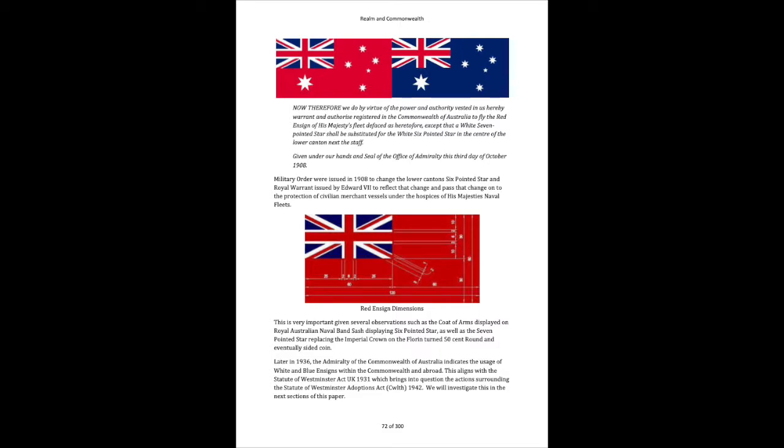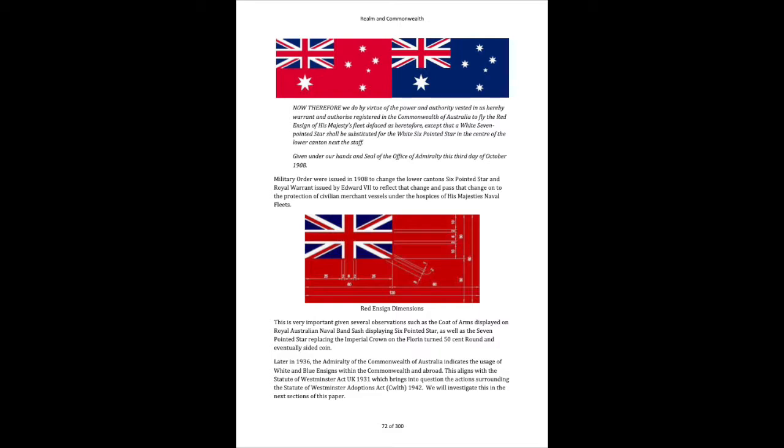Military orders were issued in 1908 to change the lower canton 6-pointed star and royal warrant issued by Edward VII to reflect the change and pass this change onto the protection of civil merchant vessels under the auspices of His Majesty's naval fleets. This is very important given several observations such as the coat of arms displayed on the Royal Australian Naval Band sash displaying 6-pointed star, as well as the 7-pointed star replacing the Imperial crown on the florin turned 50-cent round and eventually sided coin.